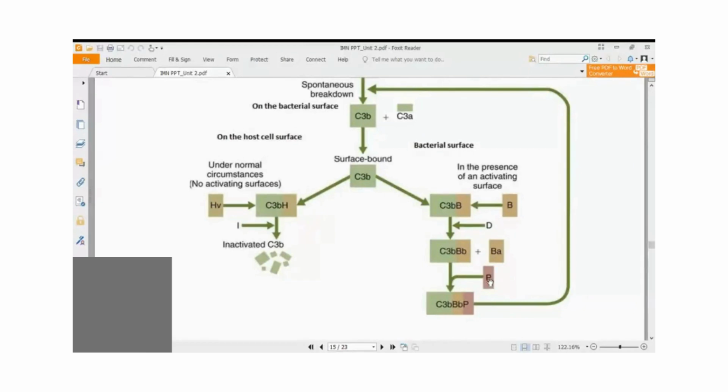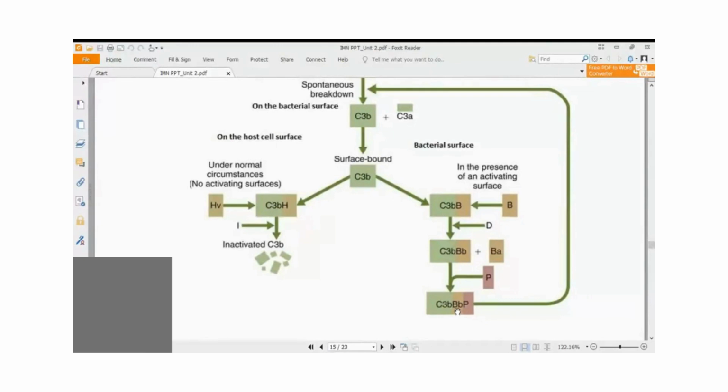Properdin stabilizes the C3b-Bb factor. And C3b-Bb, which is stabilized by the properdin on the bacterial surface, now denatures the bacterial cell membrane. The denaturation process of the bacterial cell membrane is called opsonization.